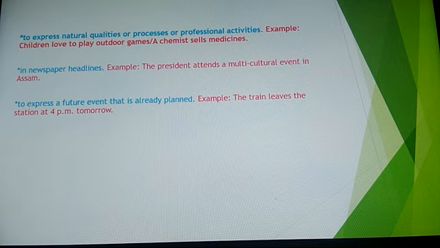Tomorrow. So has the train left? No. The train is still, okay, hasn't moved, hasn't left. The train leaves the station at 4 p.m. only tomorrow. Got it? So this is expressing a future event. A future event which means the train will go, the train will leave, tomorrow only. Okay, but it is already planned.